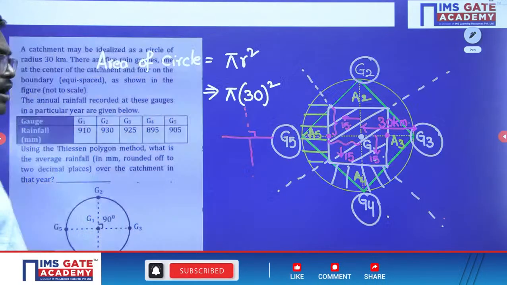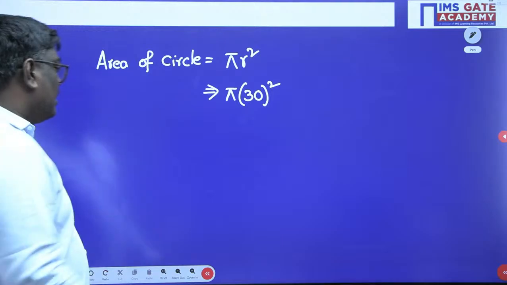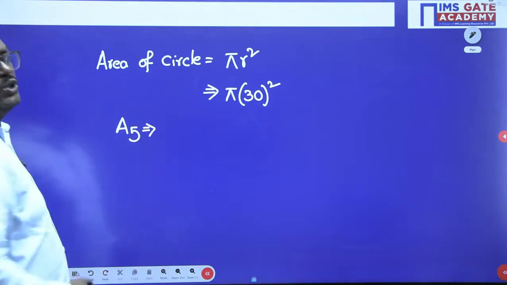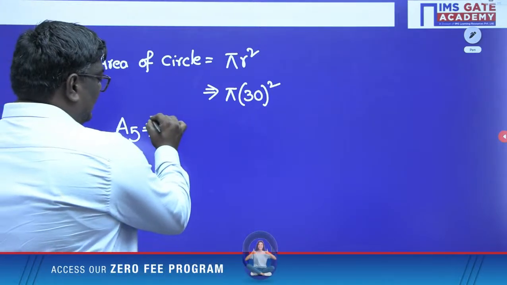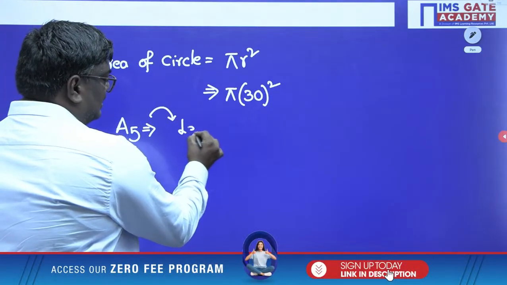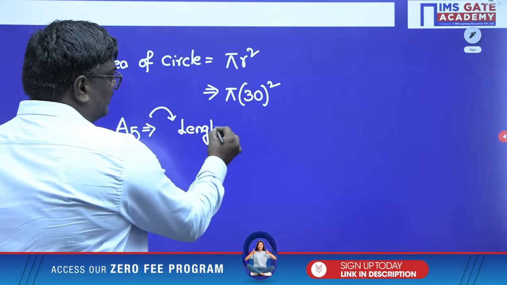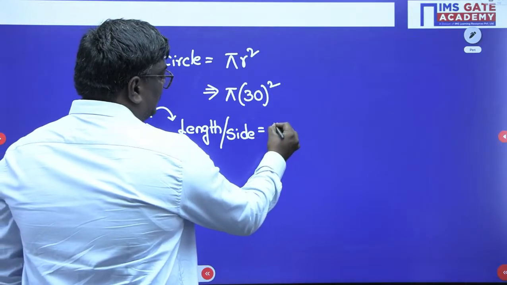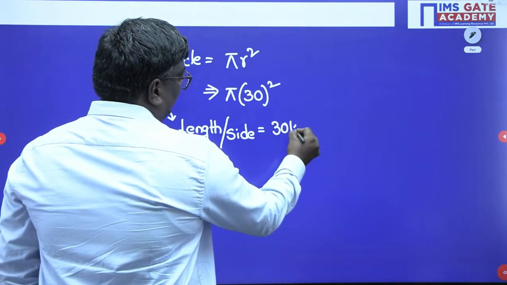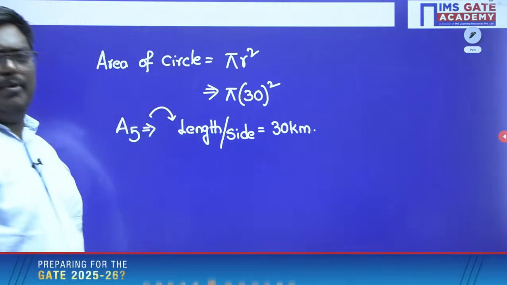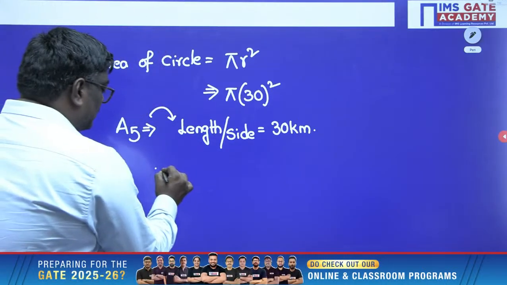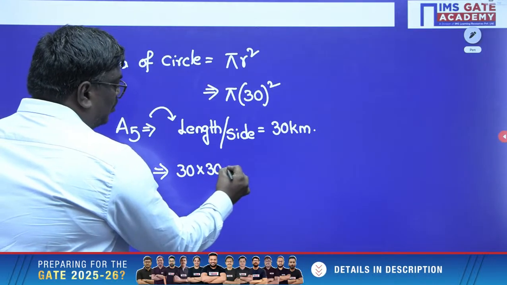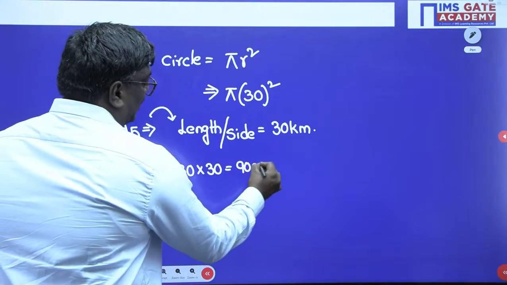Okay. Now, how to find out the area A5. As I told you, when I talk about area A5, it is forming like a square. Because here, for the area A5, I have told you what is the length, sir? If you consider length or width, or you can say side, side is equal to how much, my dear students? It is equal to 30 kilometer, right? So when I talk about area A5, it is equal to how much, sir? This will be equal to 30 into 30. This will be equal to 900 kilometers square.